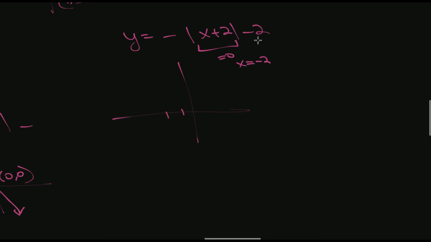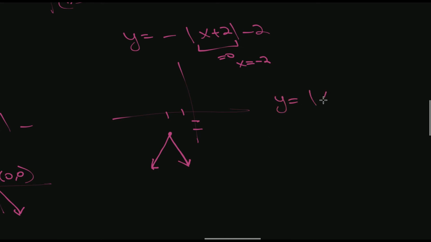So I'm going to go left 2, and I also notice I have a negative 2 over here on the outside, which means I'm going to go down 2, and this is going to be the starting point, the tip of my V, and it's going to be an upside down V because of that negative in front of the absolute value. So that's what my graph, a rough sketch, would look like.